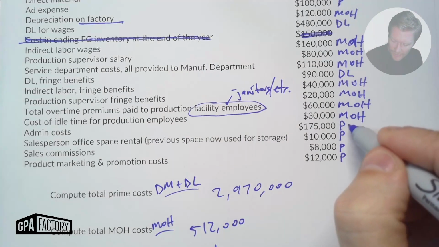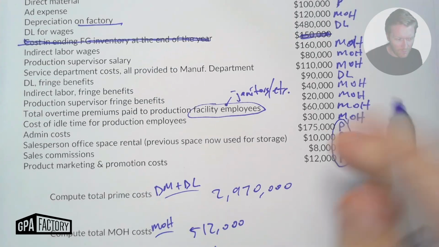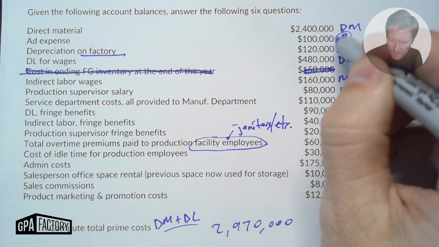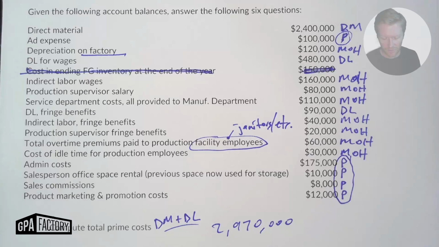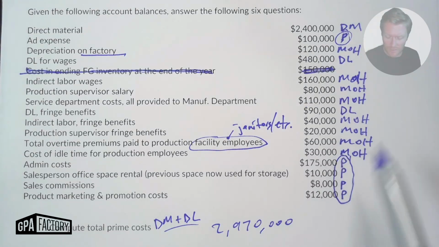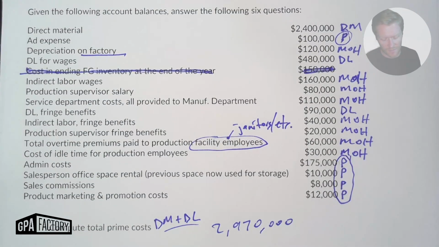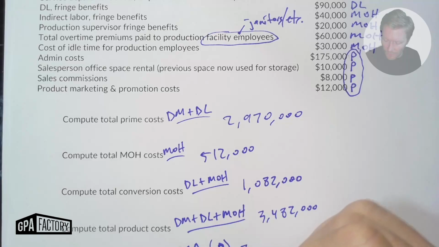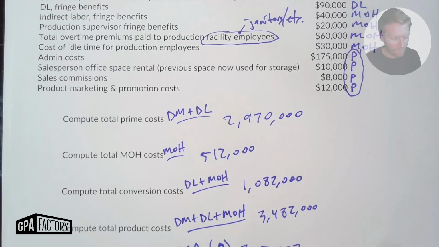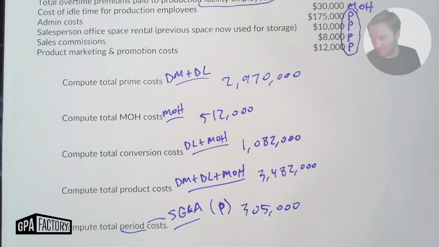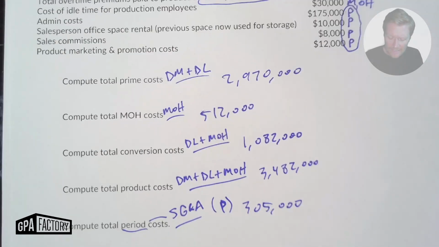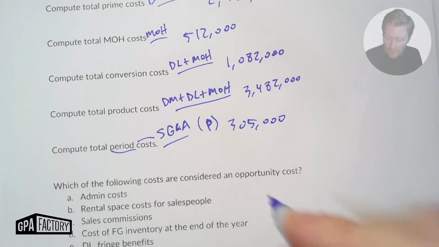So don't get caught here. Here we've got all four of those. Plus, this is a little sneaky one up here in the very beginning with our ad expense of 100,000. So here we'd have 100,000 plus 175,000 plus 10,000 plus 8,000 plus 12,000. Okay, so I just added up the 100,000 plus all four of these down at the bottom, and that is 305,000. Perfect.